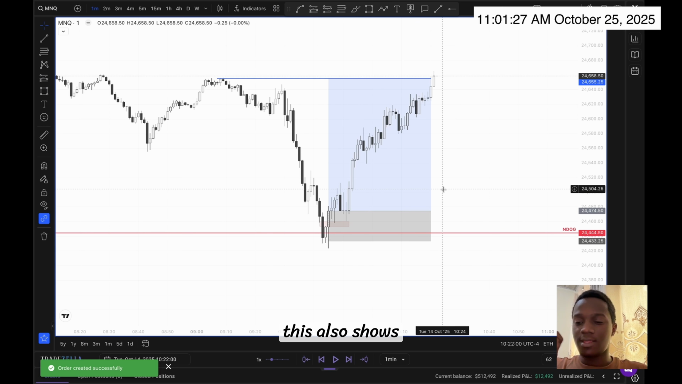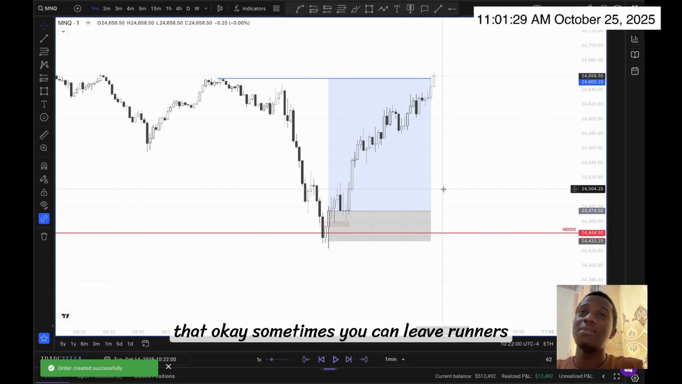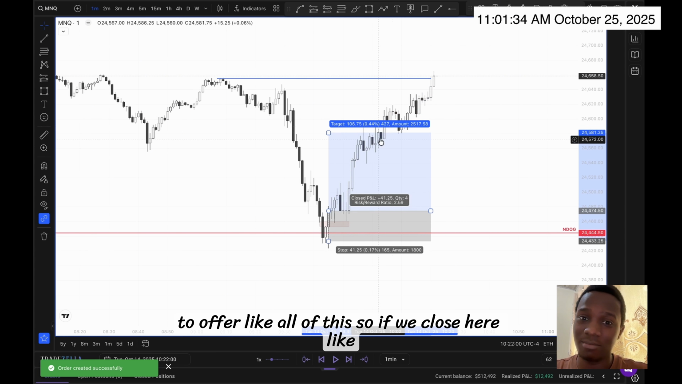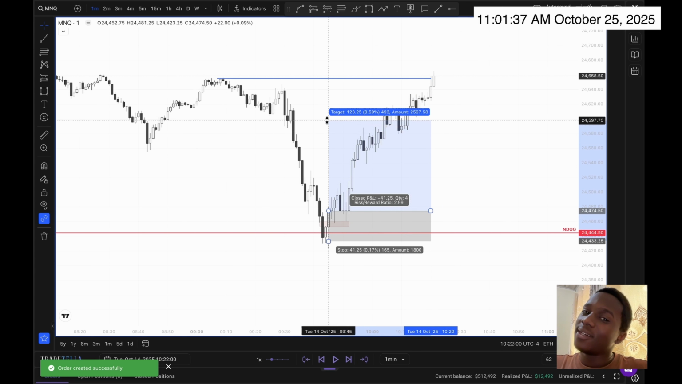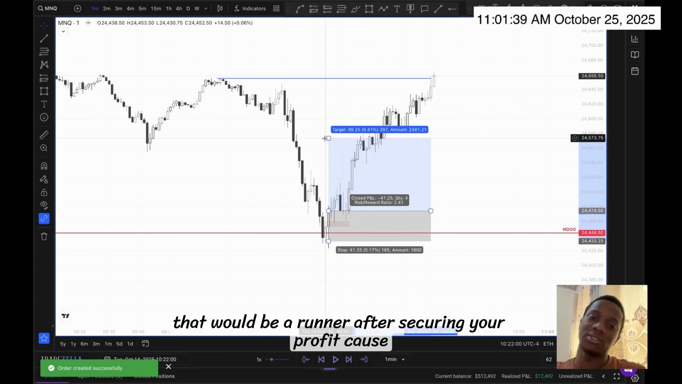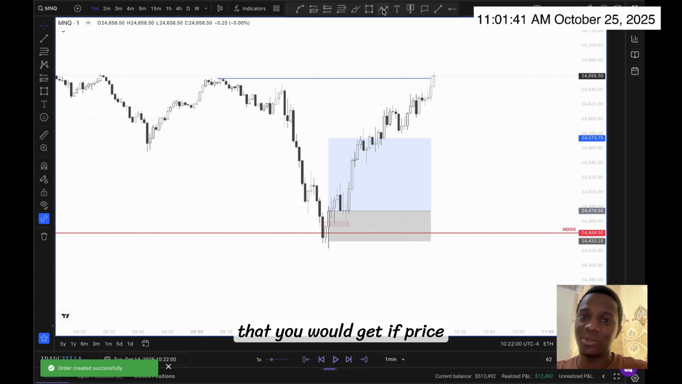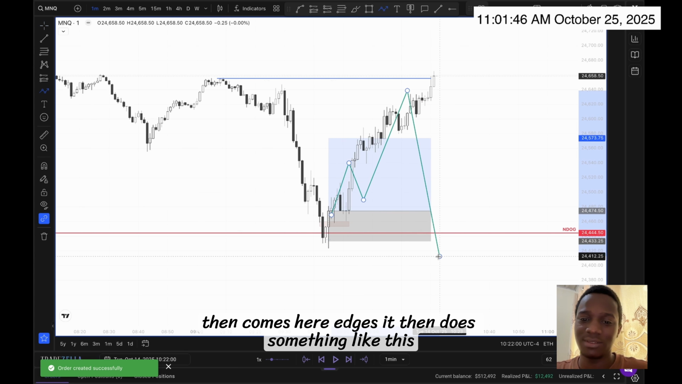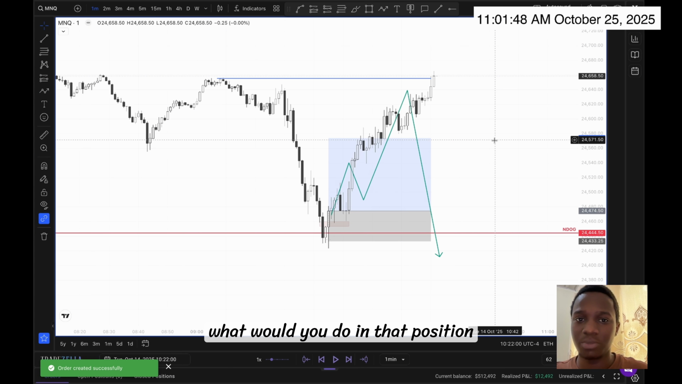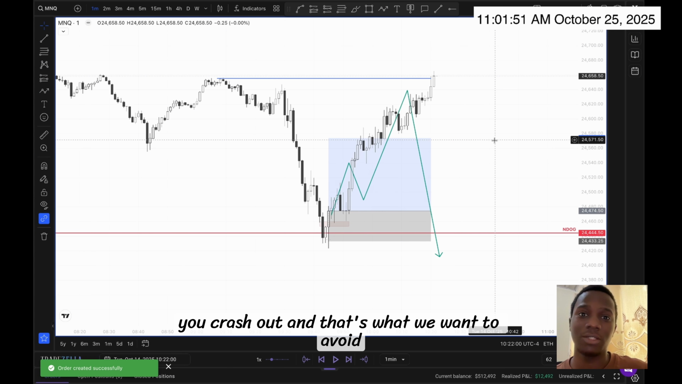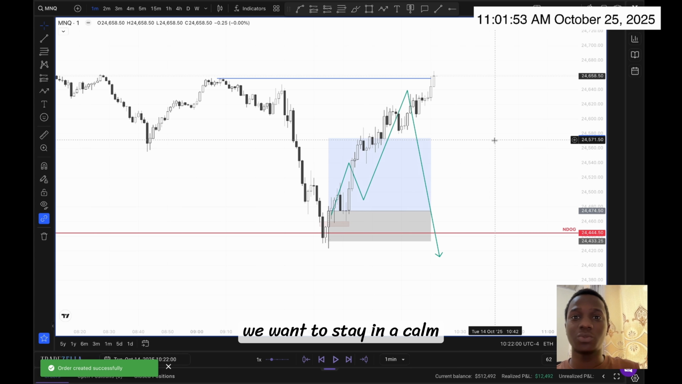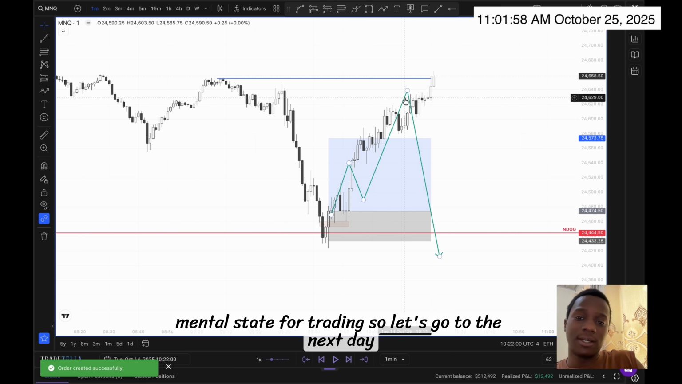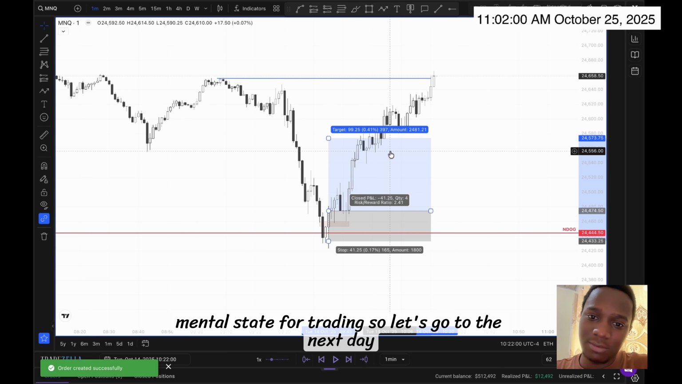And this also shows that, okay, sometimes you can leave runners to offer all of this. So if we closed here, you can get all of this, but that will be a runner after securing your profit, because you can't fathom the pain that you would get if price did something like this. Let's say you targeted here, then comes here, edges it, then does something like this. What would you do in that position? You crash out, and that's what we want to avoid. We want to stay in a calm mental state for trading. So let's go to the next day.